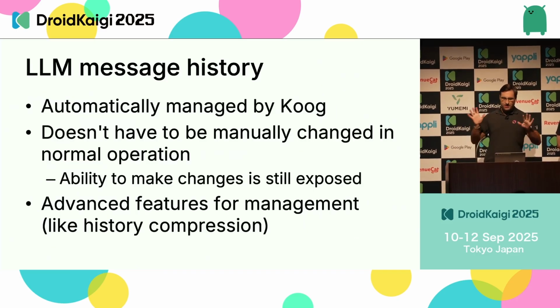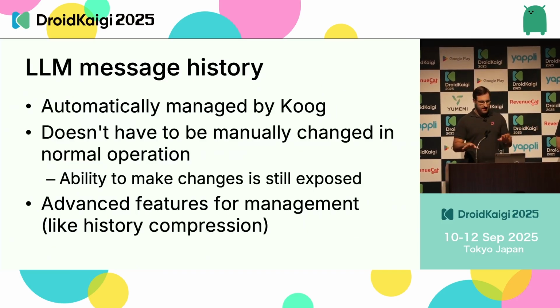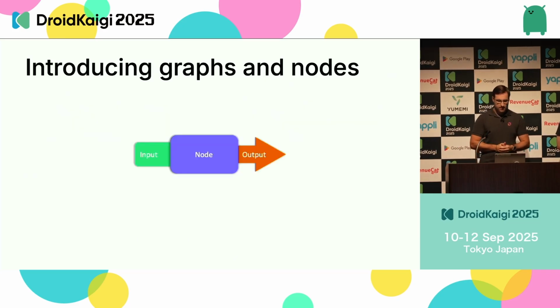So, like I mentioned, the LLM message history is automatically managed, so you're not expected to keep track of sent and received messages. Of course, you can still make changes to the history, but you don't need to come up with your own data structures to manage the history during normal operations. The LLM history is also integrated with advanced features like history compression. We'll talk about them in a little bit. When you talk about behavior, the key building block is a node. Like in a flowchart, a node has an input and an output and some behavior attached to it.